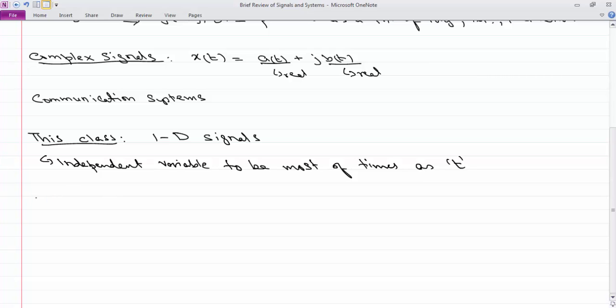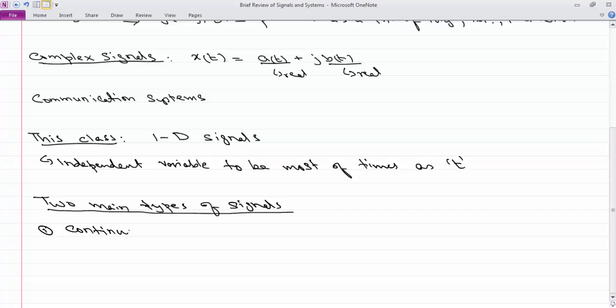Now, when we talk about signals, we can divide signals mathematically into two main types. Previously we talked about just in terms of our common sense what are the two divisions, man-made and synthetic. Two main types of signals also exist when we are talking about them mathematically. The first type is continuous signals.